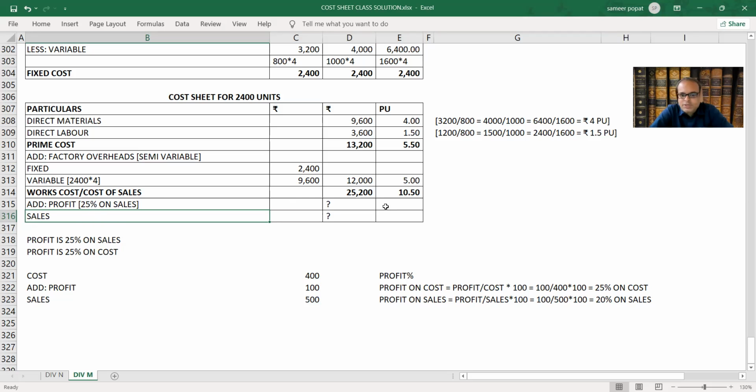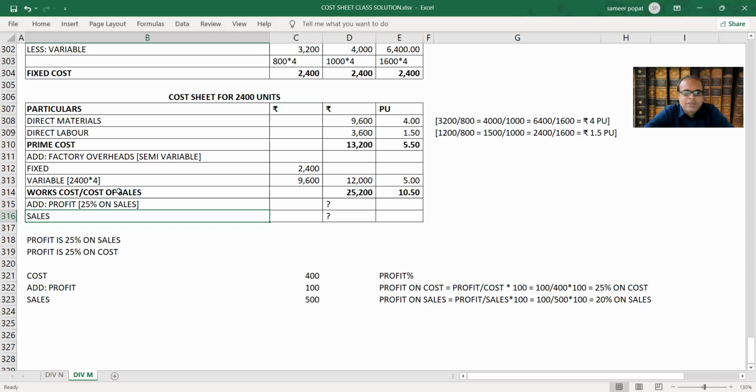We cannot apply this 25% on 25,200. That is not possible, because here it is 25% on sales. So we cannot apply it on cost. Both are different. Any idea? Okay. Now, whenever this situation occurs, you need to do the reverse work.